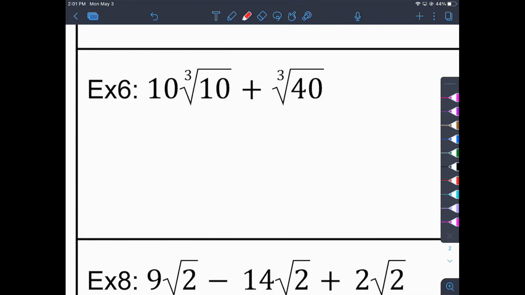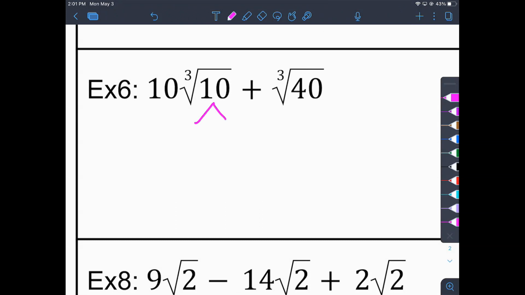Well, what do we got here? Okay, well, I have 10 cube root of 10. Okay, and then a cube root of 40. Now, yes, the cube root is the same, but the inside pieces are not the same. Could I make them the same? Maybe. That's when we have the factor tree.